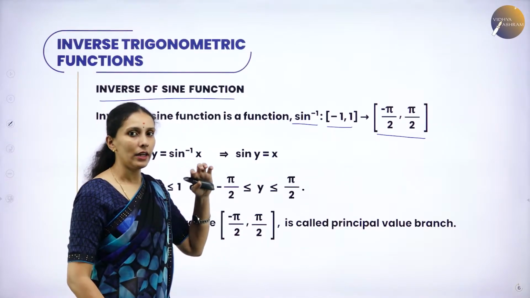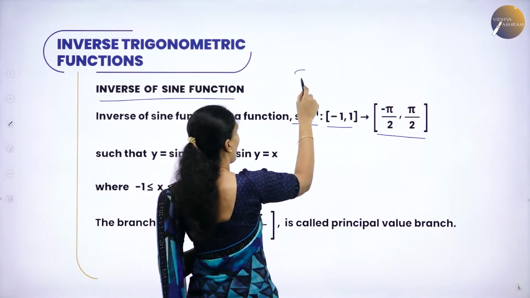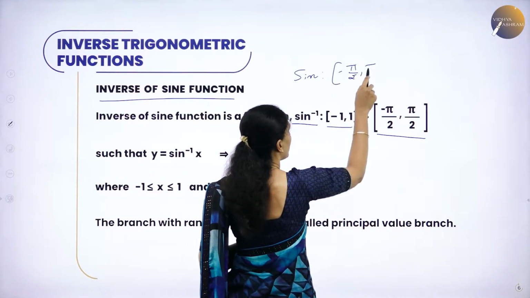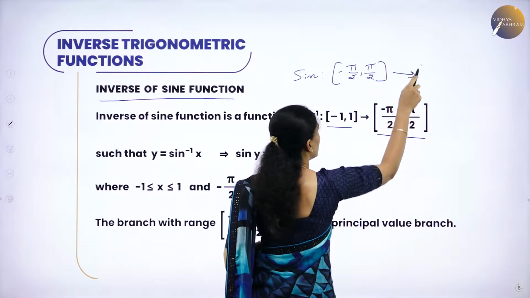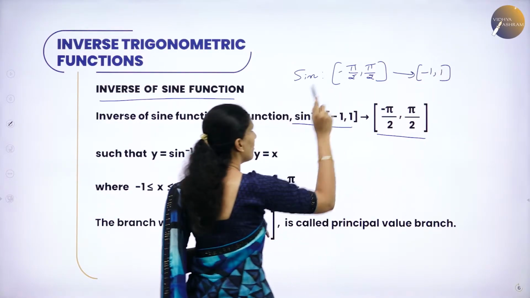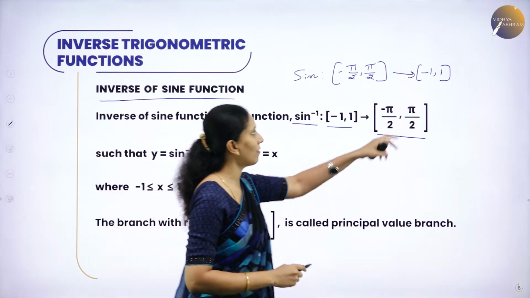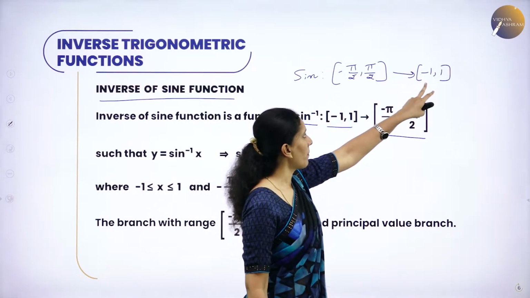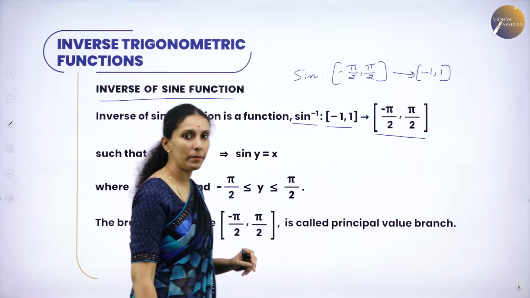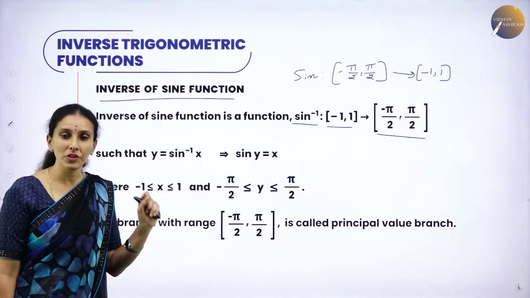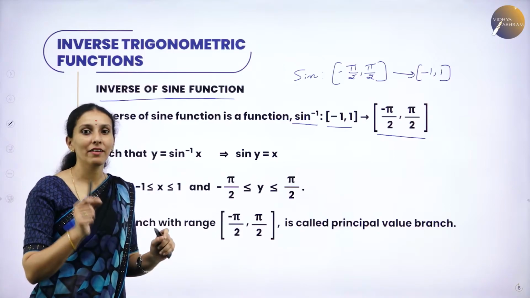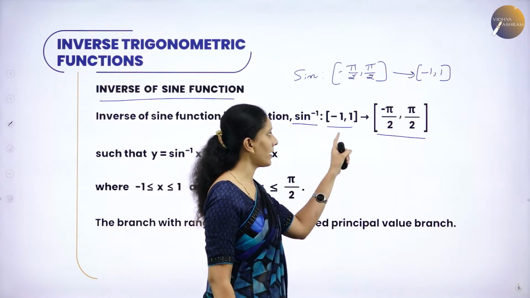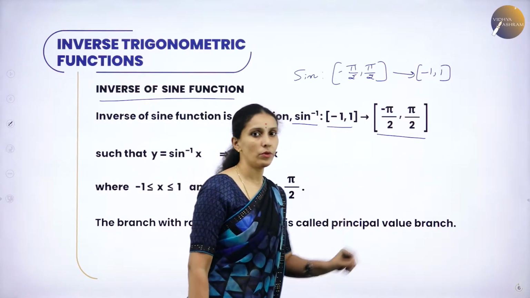So whenever the sine function has the domain from minus pi by 2 to pi by 2 to minus 1, 1, for all the sine values from minus pi by 2 to pi by 2, you will have the values from minus 1 to 1. So the inverse of a function is vice versa. It is from minus 1, 1 to minus pi by 2, pi by 2. That means the inverse of all trigonometric functions gives only the values of angles. So therefore, we have the sine inverse function from minus 1, 1 to minus pi by 2, pi by 2.